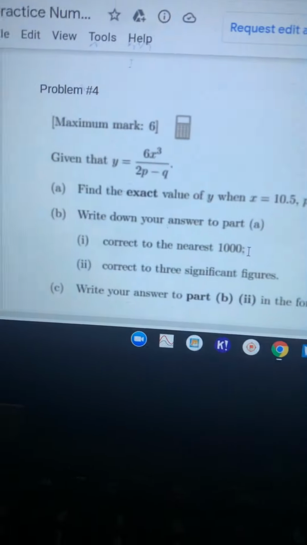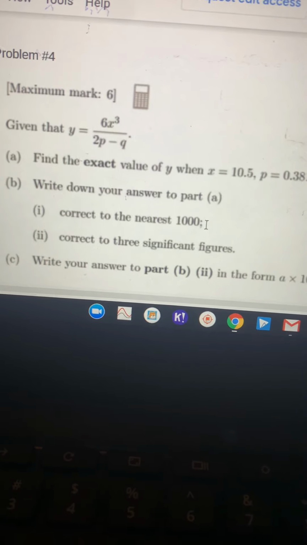And second, it asks us to correct to 3 significant figures. Since we already have this here, we cannot change it, because if we change it, there wouldn't be 3 significant figures. So we have to put it in scientific notation, which would be 6.3 times 10 to the power of 3.